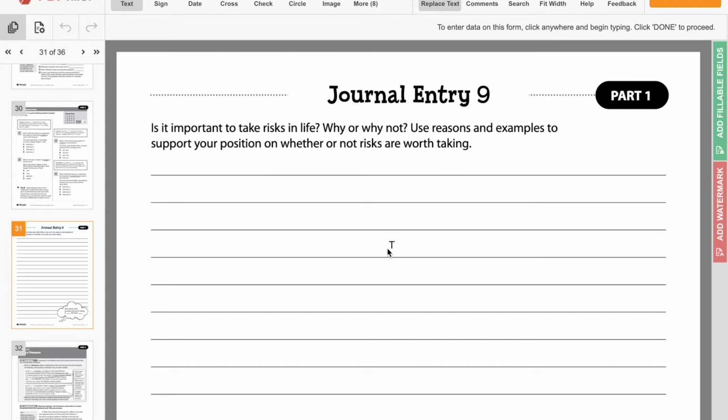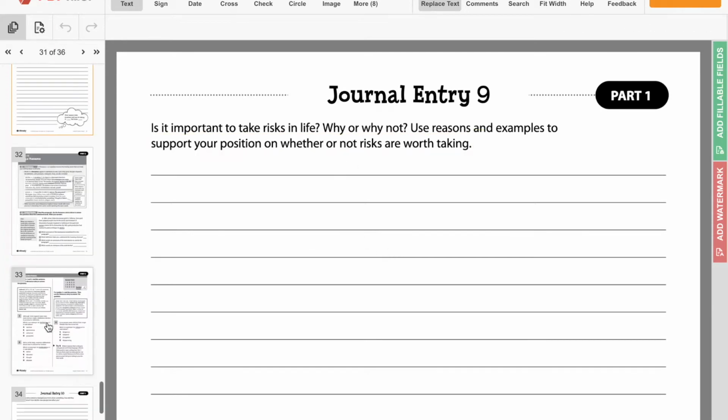So is it important to make decisions that might be kind of risky, but maybe they have a reward, like the reward outweighs the risk, or does the risk outweigh the reward? So is it better to take risks, or is it better to play it safe? And you need to tell me why or why not.